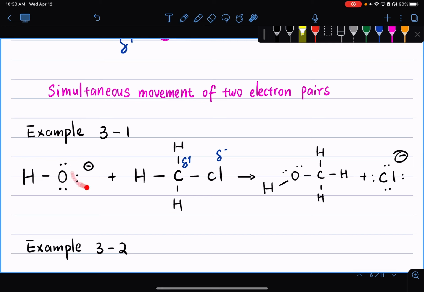So now we look at how the reaction is forming. We're forming a new oxygen-carbon bond, and we're dissociating our carbon-chlorine bond. So when we're doing the arrow pushing, we're forming the new oxygen-carbon bond, and then we're dissociating our carbon-chlorine bond. The electron in the OH minus forms a covalent bond with carbon, and at the same time, the carbon-chlorine bond will dissociate to form the chlorine anion.